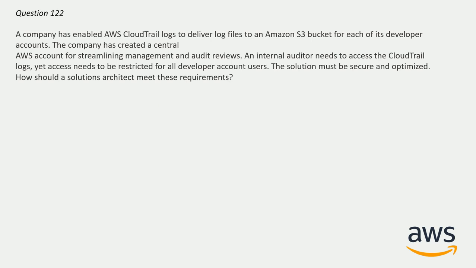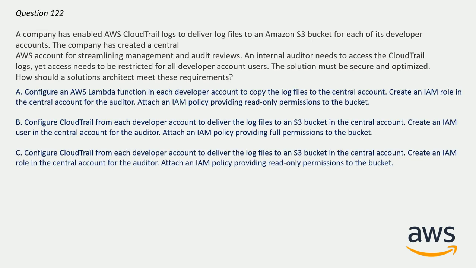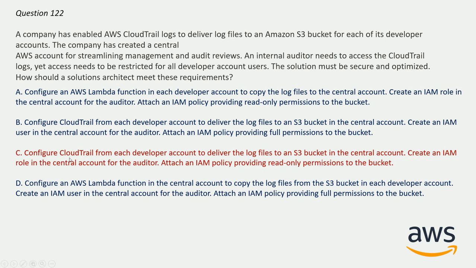And here are the options. And the correct answer here will be option C. Configure CloudTrail log from each developer account to deliver the log files to an S3 bucket in the central account. Create an IAM role in the central account for the auditor. Attach an IAM policy providing read-only permissions to the bucket. And option C is correct because CloudTrail can send logs directly to an S3 bucket in another account.